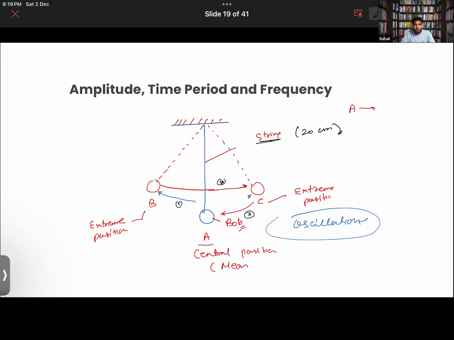Sir, I have a pendulum watch. Oh, great. So this was the functioning of the pendulum, right?